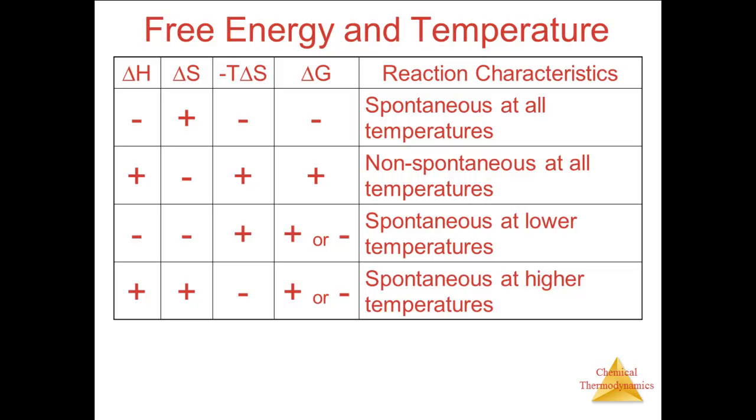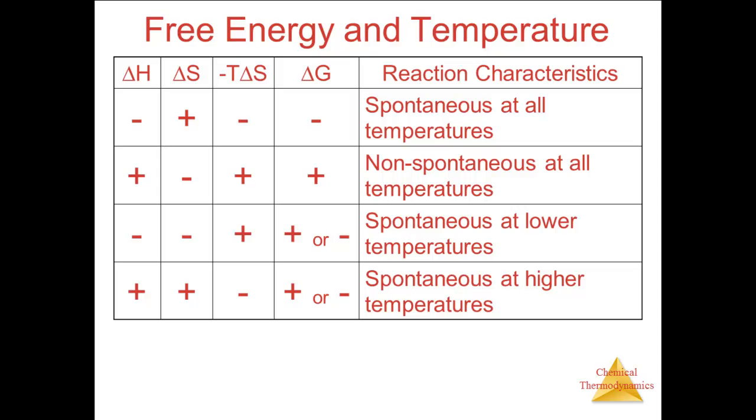If delta H is positive and delta S is negative, then delta G will always be positive no matter what the temperature, and the reaction will never be spontaneous. If both delta H and delta S are negative, then delta G will be negative below a particular temperature and positive above that temperature. So the reaction will be spontaneous below that temperature and not spontaneous above that temperature. The particular temperature depends on the reaction.